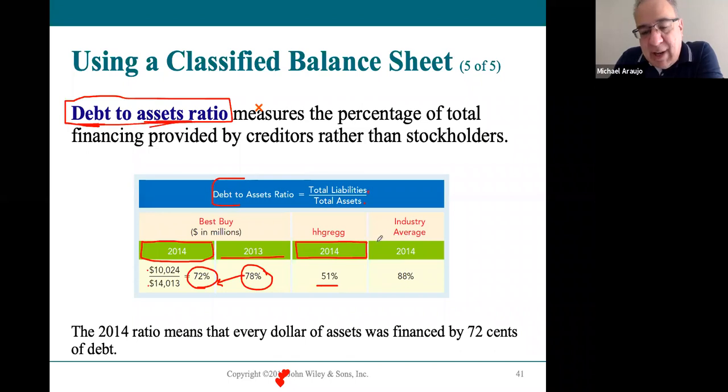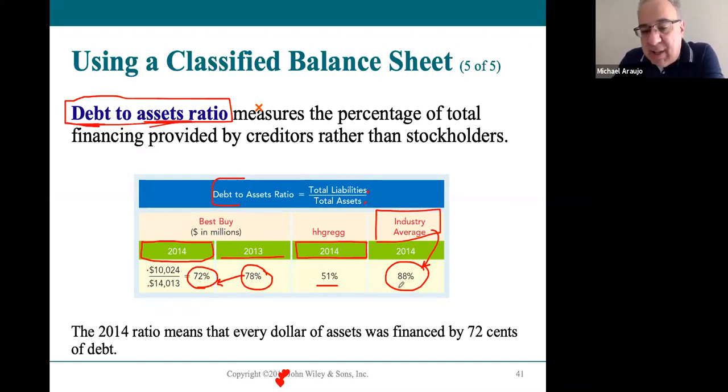And again, I was mentioning how difficult this industry is. The industry average here for a debt to asset ratio of 88% means that 88% of the assets are financed with debt, right? They have 88 cents of total liabilities for every dollar of assets that they have. That is an extremely high percentage for a retail store.